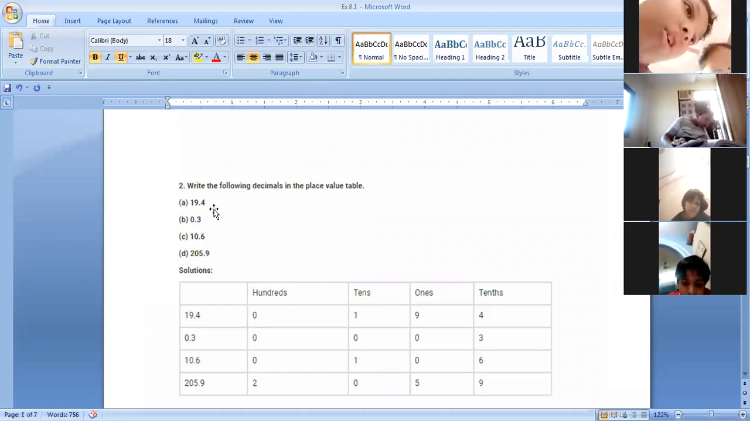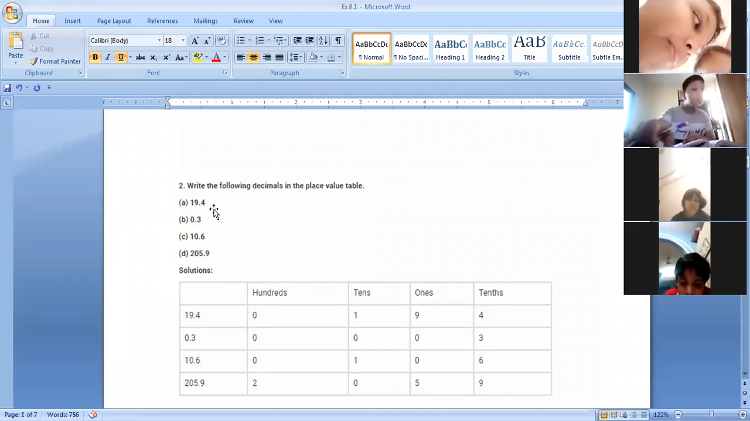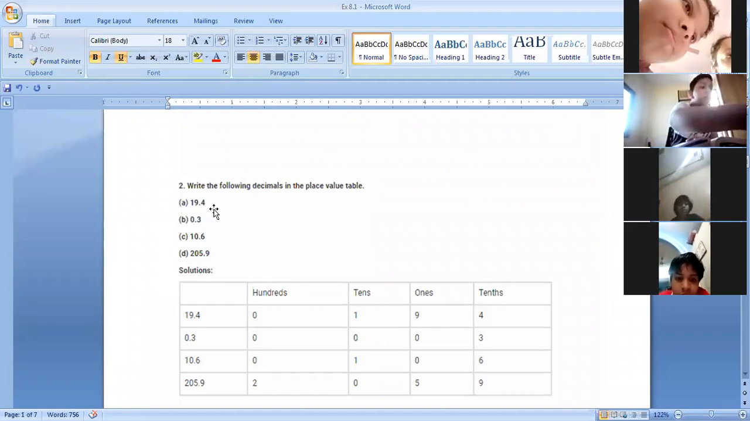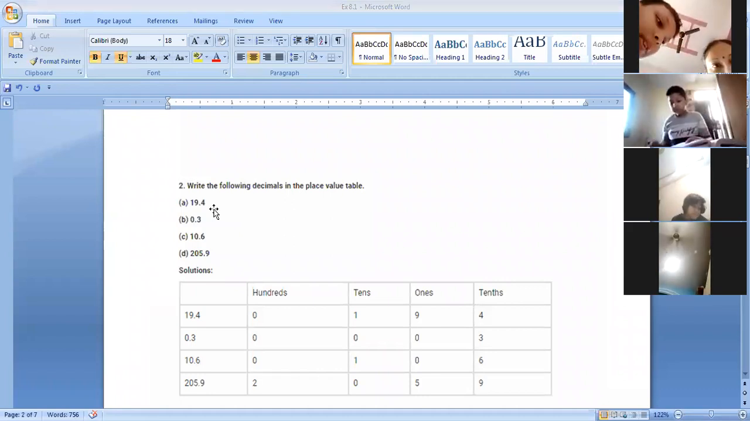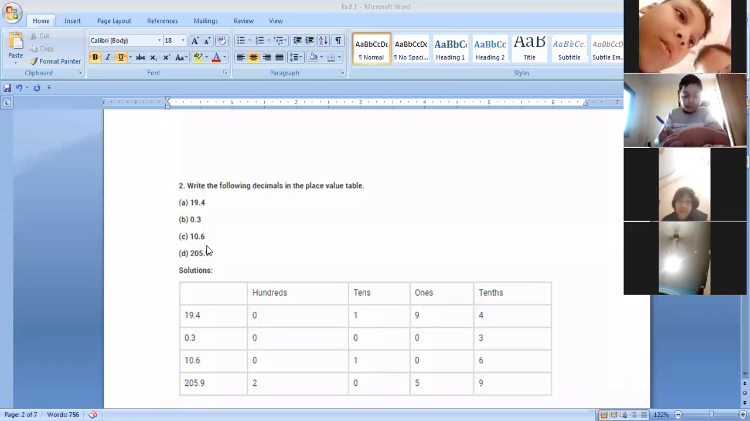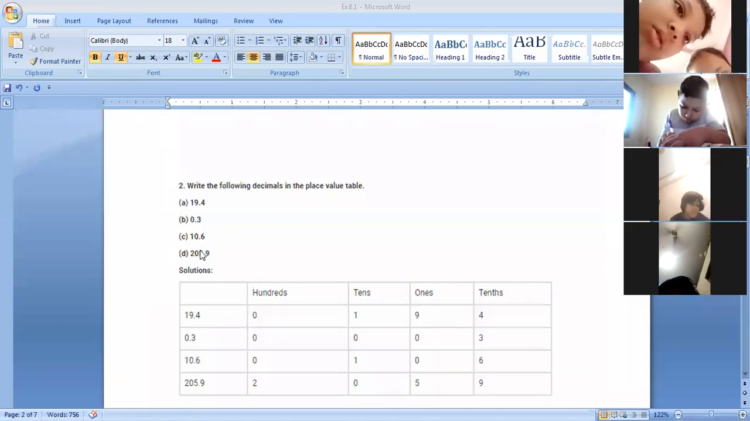Same in the case of the third part, 10.6. Here also 0 is at the ones place and 1 is at the tens place. And this 6, which is after the decimal, is at the tenths place. So it will be like that, 10.6.